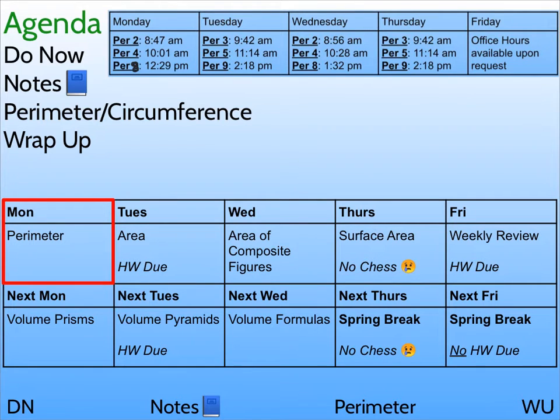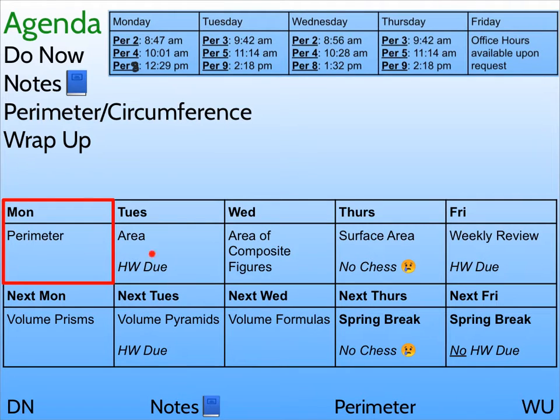Also, if you have any questions, just email me. We'll work something out. So today we're going to talk about the perimeter, which is a one-dimensional measurement. It measures like a length around. And then Tuesday and Wednesday, we're going to talk about area of two-dimensional figures. And Thursday, we're still going to be talking about area, but area that you can find on three-dimensional figures. And Friday, we're just going to review what we did all week. Next week, we're going to talk a lot about volume, and then you've got spring break coming up. And sorry, no chess. It'd be hard to do a virtual chess.